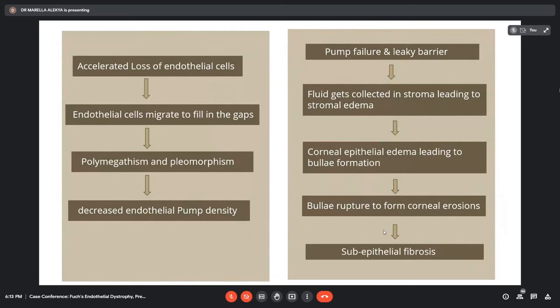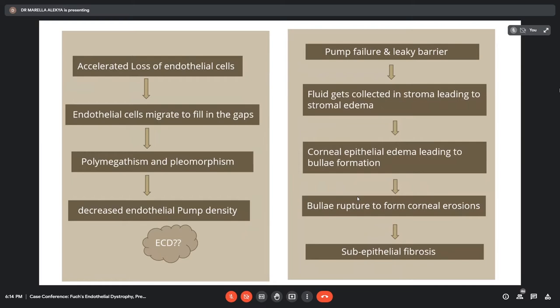Ultimately, it is because of accelerated cell loss and pump failure. Because of accelerated cell loss, gaps occur and surrounding endothelial cells migrate to fill in the gaps, leading to polymegathism and pleomorphism. Because of pump failure and leaky barrier, fluid gets collected in the stroma, leading to stromal edema. When the disease further advances, there will be corneal epithelial edema, which is microcystic in the beginning. Later, the microcysts coalesce to form bullae, and when bullae rupture, corneal erosions occur. This chronic cycle leads to subepithelial fibrosis, later scarring and neovascularization develop, and finally the cornea decompensates.